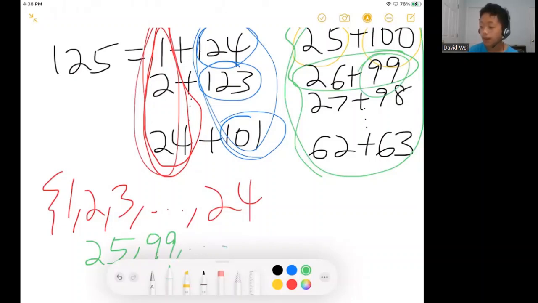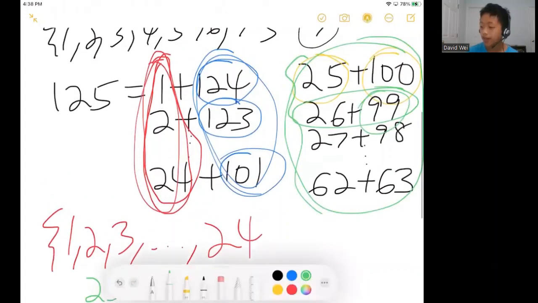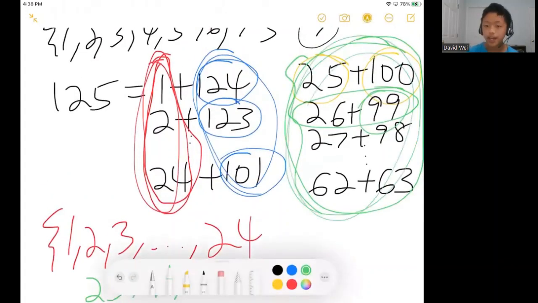And notice that in these green circled pairs, there are exactly 38 of these pairs. You can count from 25 to 62. From each of those 38 pairs, you can choose a maximum of 1 to put in your set, because you can't put 25 and 100 in the same set. You have to choose at most 1 of them. So the best you can do is choose 38 different numbers from the 38 pairs.